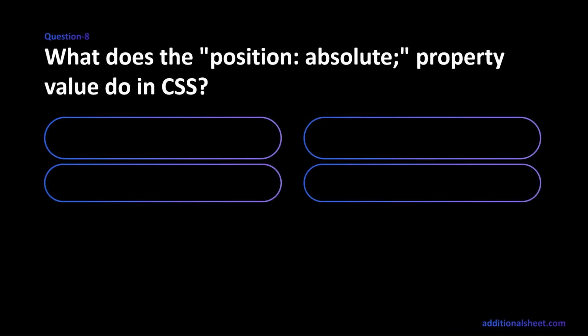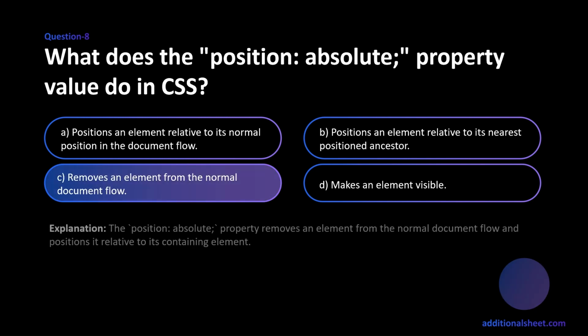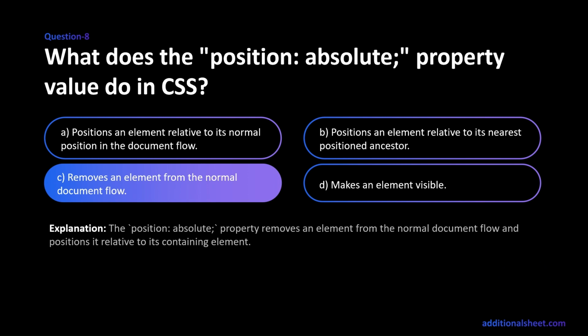Q8. What does the position absolute property value do in CSS? Options are A. Positions an element relative to its normal position in the document flow, B. Positions an element relative to its nearest positioned ancestor, C. Removes an element from the normal document flow, D. Makes an element visible. Correct answer is option C. The position absolute property removes an element from the normal document flow and positions it relative to its containing element.